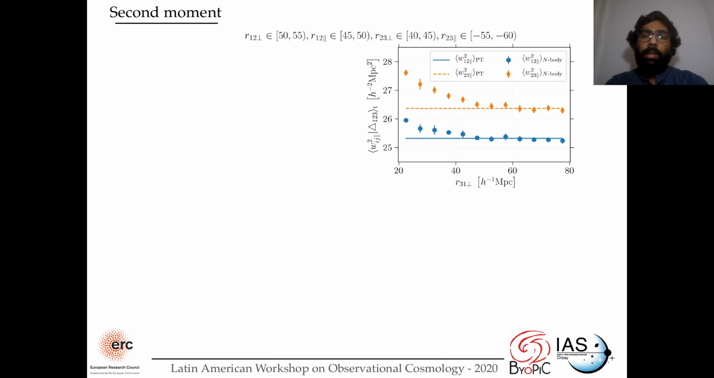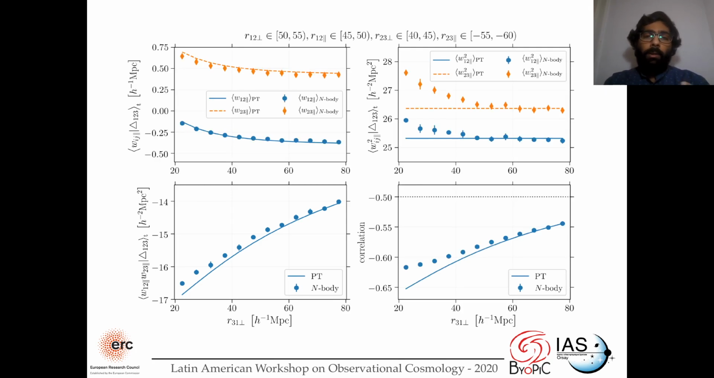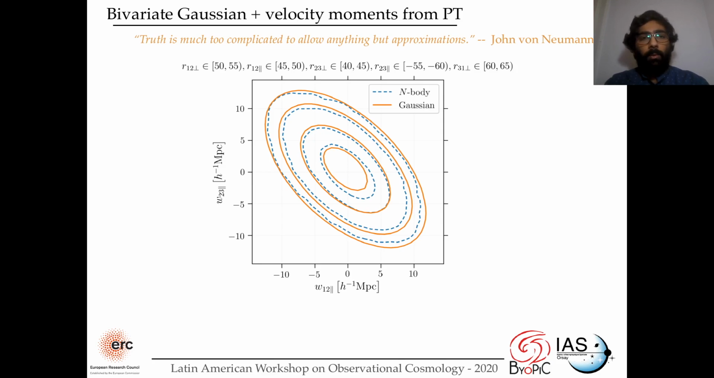Contrary to the case of the 2-point, there is also a cross momentum because it's a bivariate distribution, and we see that even the perturbation theory is able to predict this quite accurately at scales greater than 40 to 50 megaparsec. Putting all these things together, now we have the first assumption of what the distribution looked like. As I mentioned earlier, just by looking, it looked like a bivariate distribution.